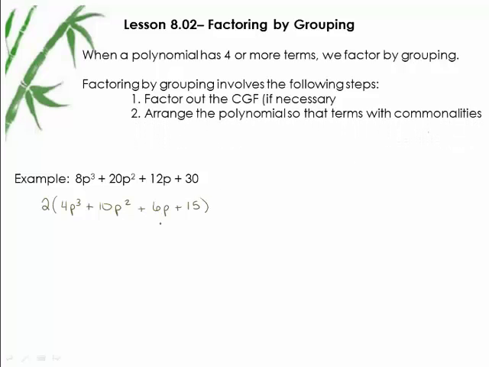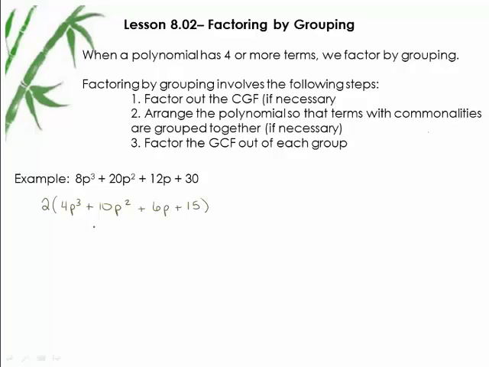The next thing I do is I arrange the polynomial so that the terms with commonalities are grouped together. Now in this case, there's a couple different ways I could arrange this. 4 and 10 have a 2 in common, and then they both have 2 p's in common. 6 and 15 have a 3 in common. I could move the 10p and the 6p, switch their places, because 10 and 15 have a 5 in common, and 4 and 6 have a 2 in common. Or I can leave it as it is. I'm going to leave this as it is.